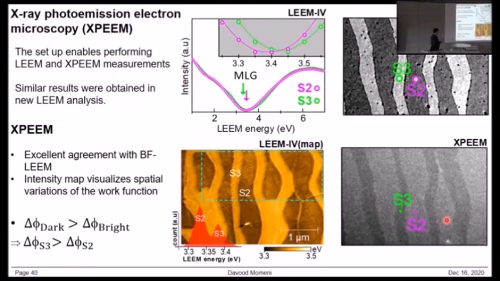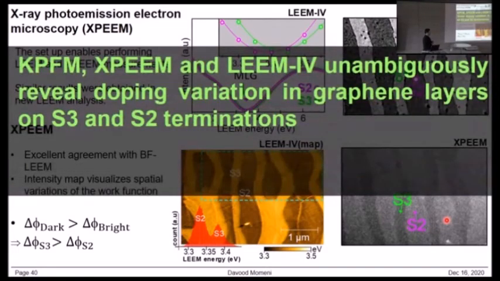So this supports the measurement by KPFM as well as LEEM bright field or IV-LEEM, and gives us a clear indication, or unambiguously shows, that we have work function variation on S3 terminations. Good.